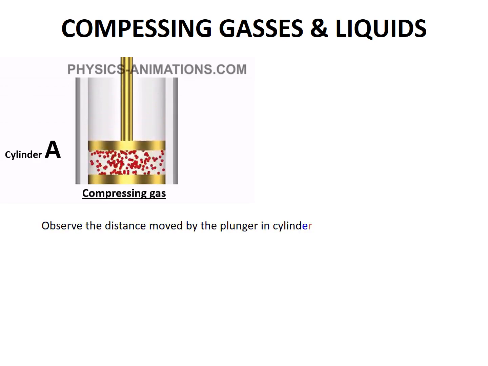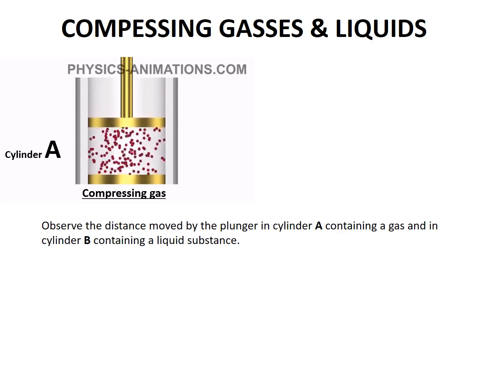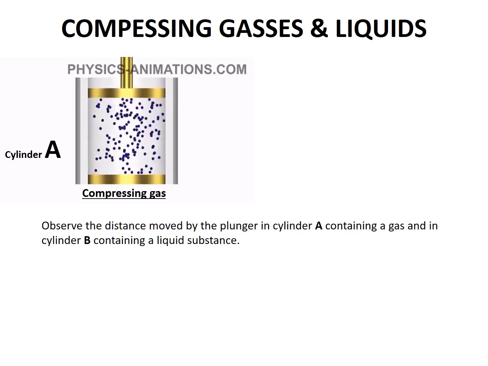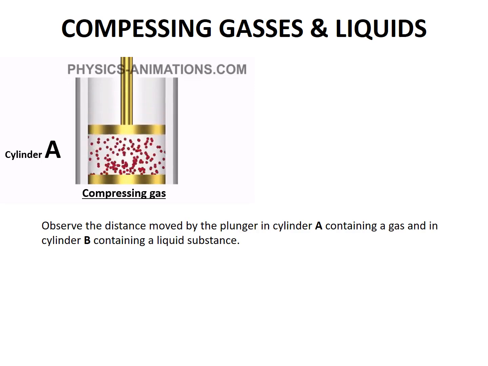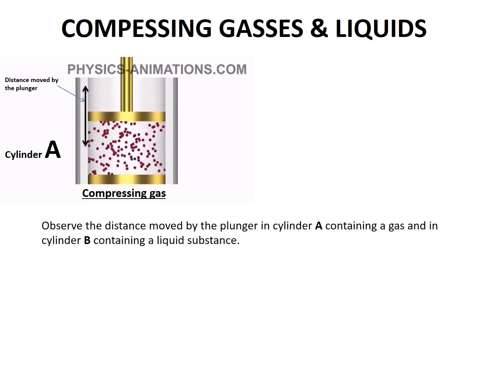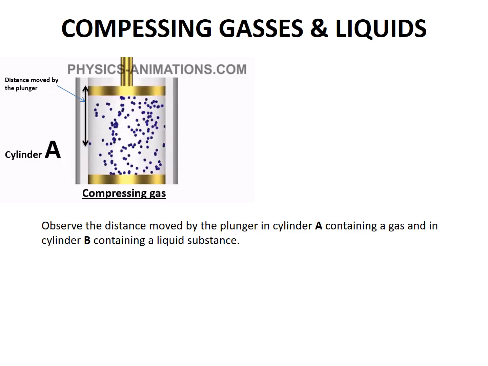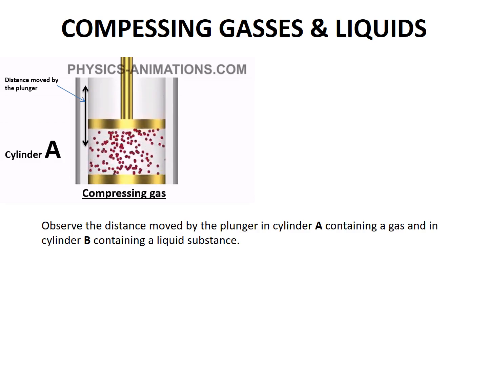Remember that in this experiment we need to check which plunger is going to move a longer distance compared to the other, with respect to cylinder A and cylinder B, one containing liquid, the other containing gas. Still on cylinder A, I just placed in the double arrowed line there. I want you to look at the movement of our plunger, straight from one end of the line to the other end. Just look how far it moves.